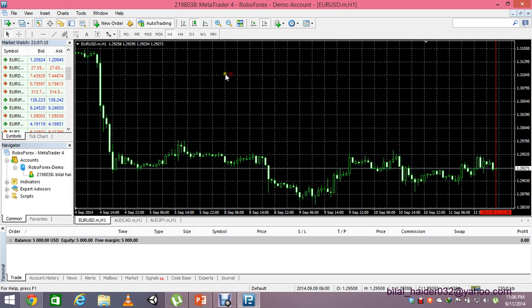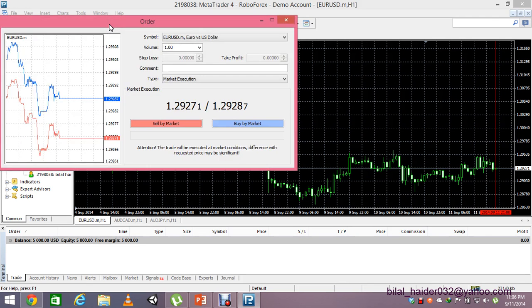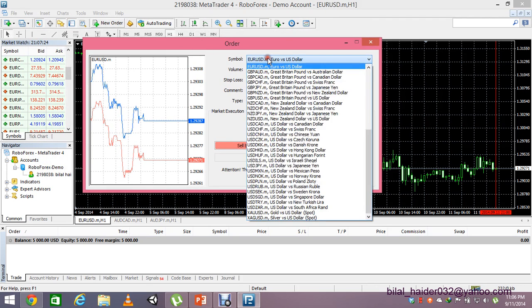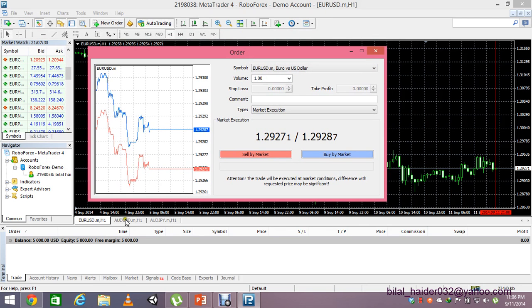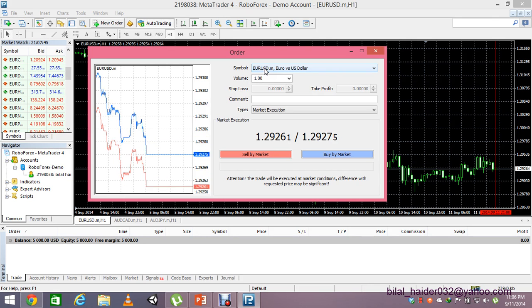Now what we need to do is click this button which says new order, and select the currency pair from here. If some other chart was selected back there, then that currency pair, that symbol, was showing here. Please forgive my bad English anyways. Now that this chart was selected and we click this button, this symbol is showing here for us.